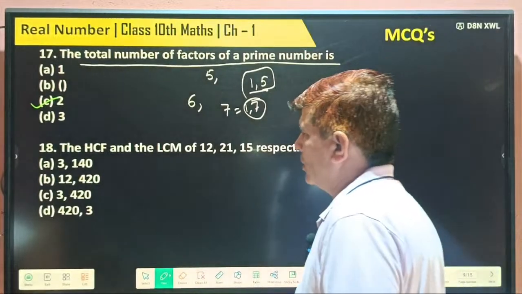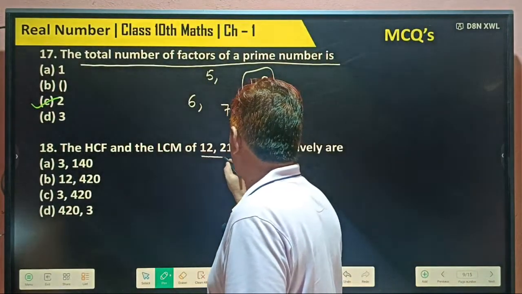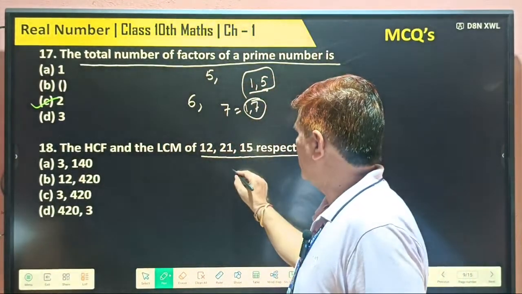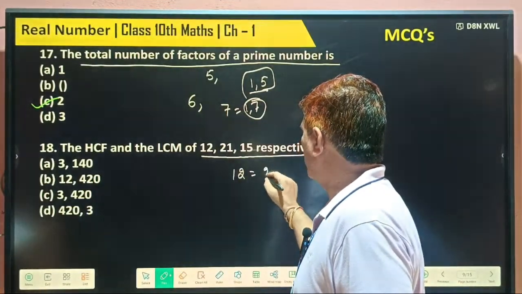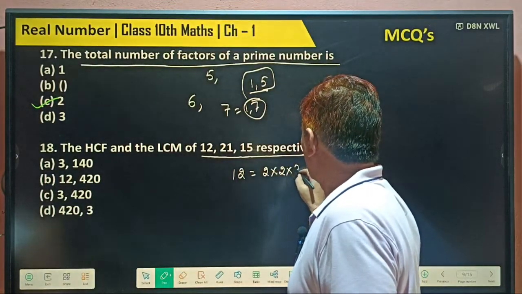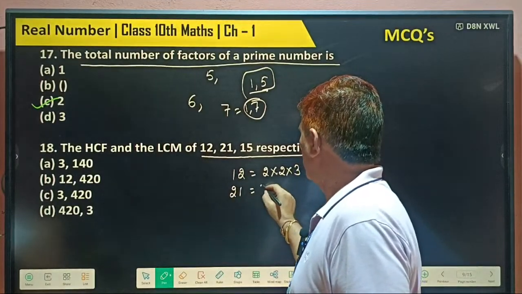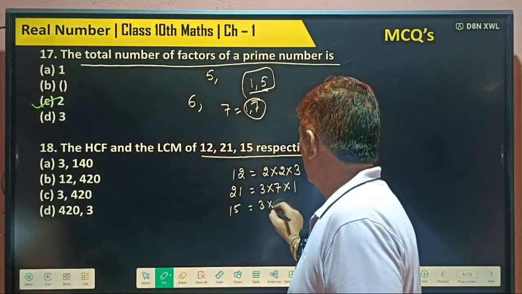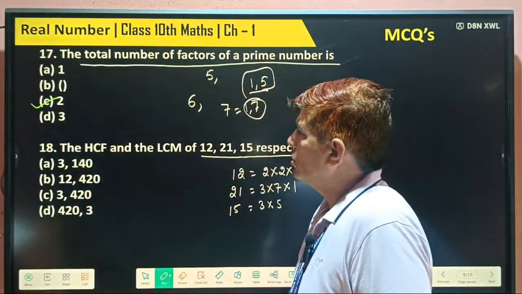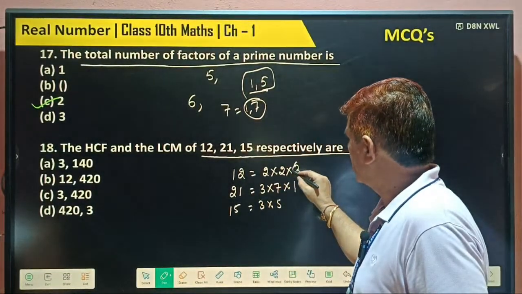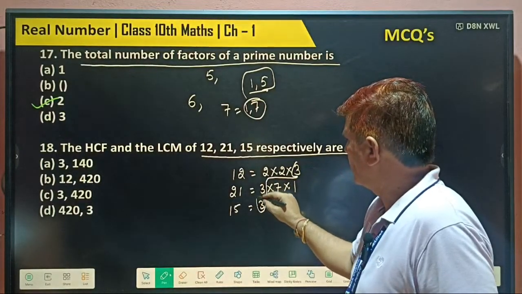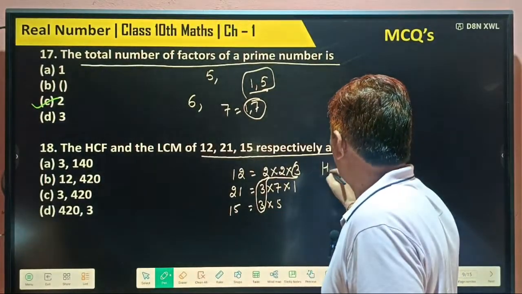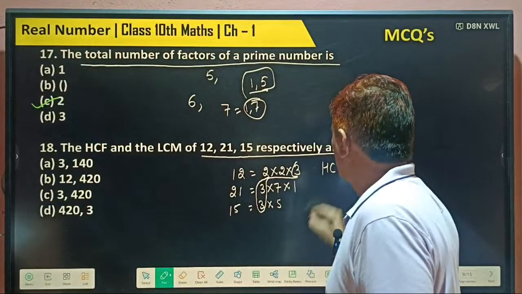So you have to find out the HCF and LCM of 12, 21 and 15 respectively. You have to find out LCM. One method is this, we can write 12 with its factors 2 into 2 into 3. 21 means 3 into 7 into 1. 15 means 3 into 5. Understood? Which is common? 3 is common, so HCF is equal to 3.